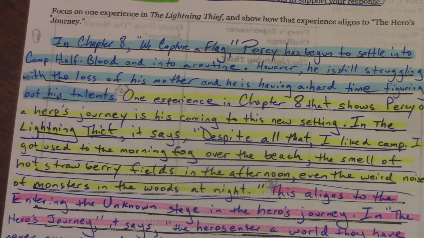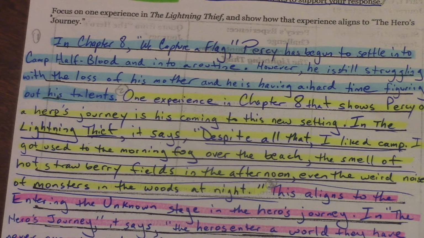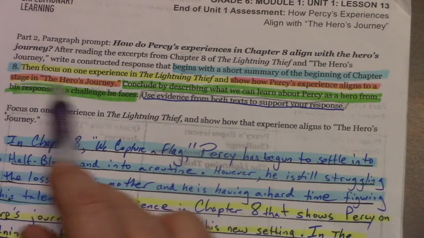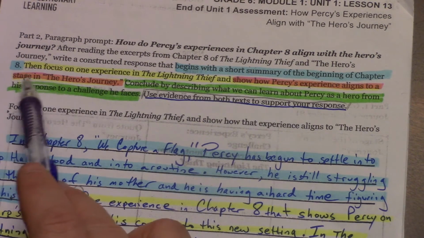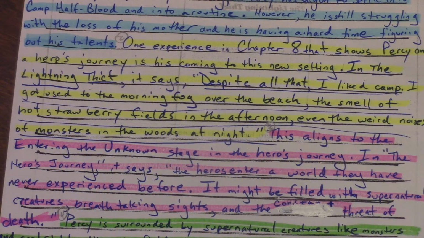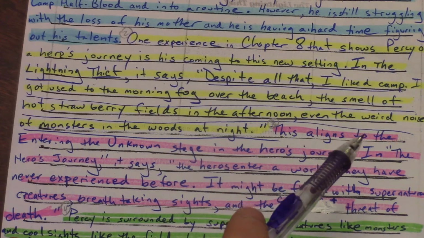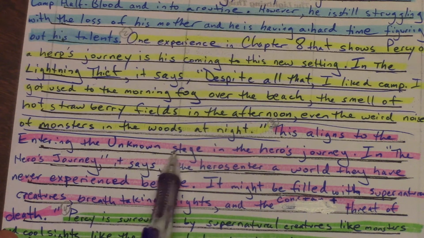the hero, that part of the hero's journey, which I have up here highlighted in pink, although it kind of looks orange, but it was pink. Show how Percy's experience aligns to a stage in the hero's journey. So you have to talk about the stage, and I have that highlighted in pink in mine. Again, I'm reminding you not to highlight. This aligns to the entering the unknown stage in the hero's journey.